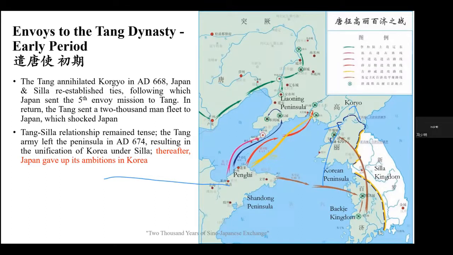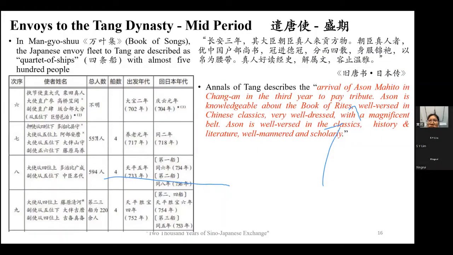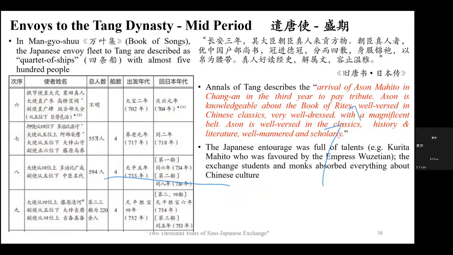In that case, he is very knowledgeable about the Book of Rites and well versed in the Chinese classics, very well dressed and with a magnificent belt. And Ason is well versed in the classics, history, and literature, well mannered and scholarly. So this is how the Tang people saw that the Japanese came to learn from them.